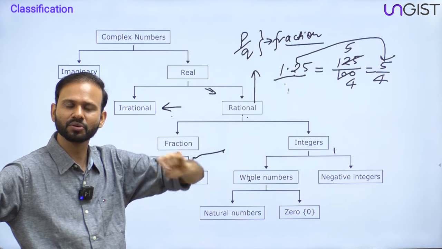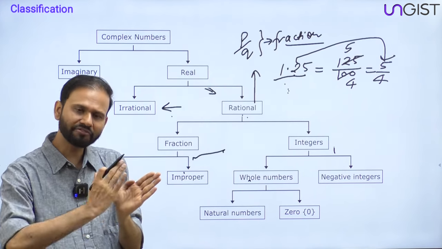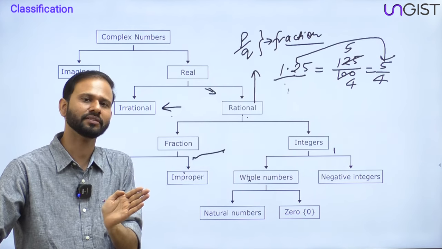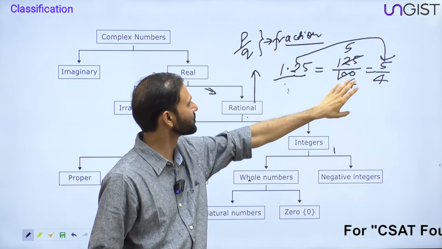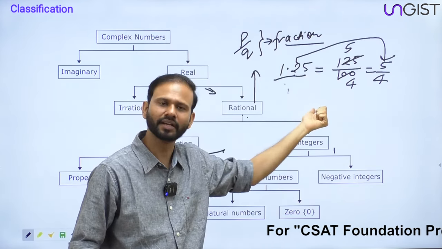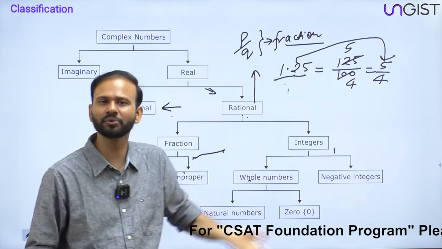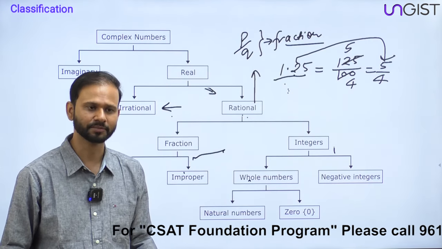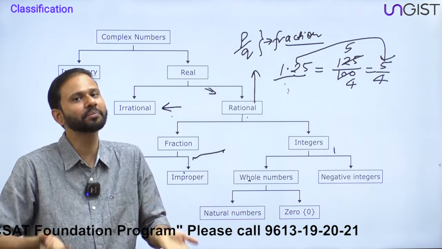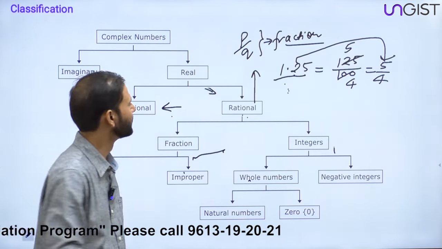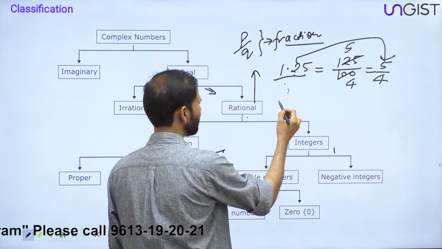1.25. So after the decimal, we have counted the number of digits. Yes. Right? So 1 followed by that many zeros will be multiplied and divided, and we will represent this number in the form of P by Q. That is very simple. Right? But when I say it can't be done, why can't it be done? The reason is why we can't do it like this.